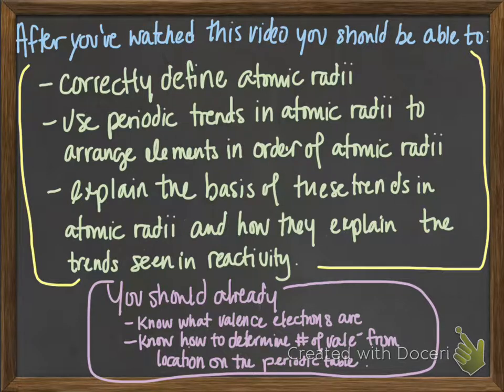So you already need to know what valence electrons are. You need to already know how to determine the number of valence electrons from location on the periodic table, and it would be really helpful to know the difference between metals and nonmetals too.